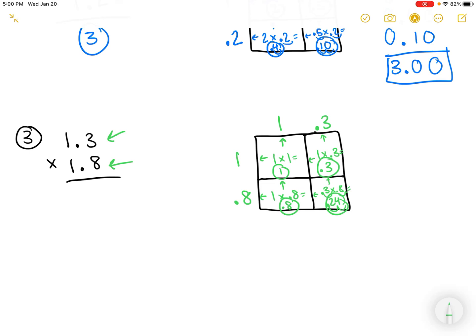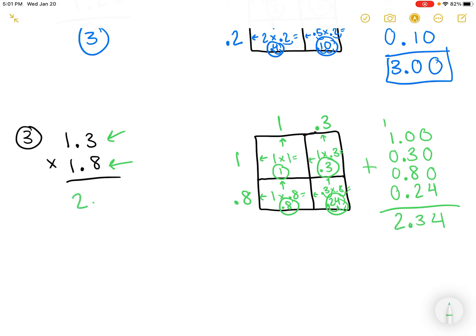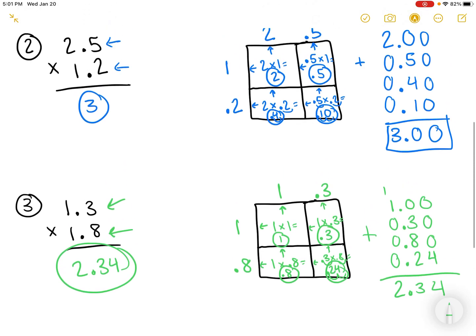So let's add all these partial products together. We have 1, then we have 3/10, and we have 8/10, and then we have 24/100. So let's add them up. We have 4, 8 plus 2 plus 3 is 13, and 1 plus 1 is 2. So our answer to 1 and 3/10 times 1 and 8/10 is 2 and 34/100. This is how you can use partial products to multiply two decimals.